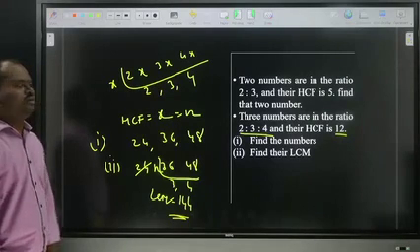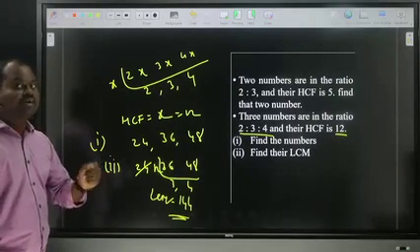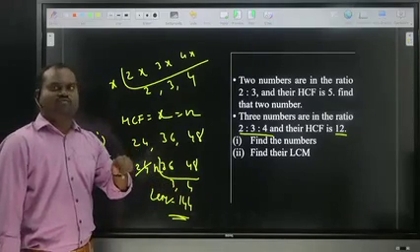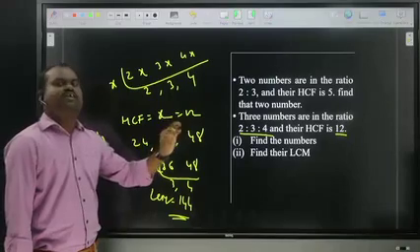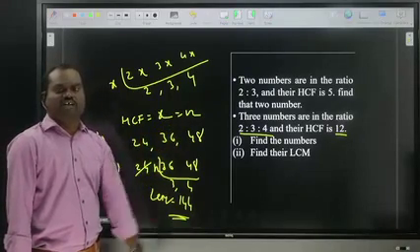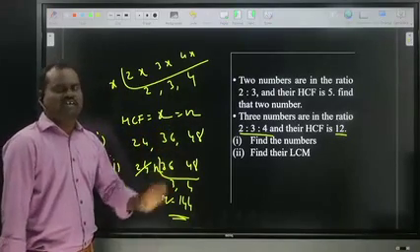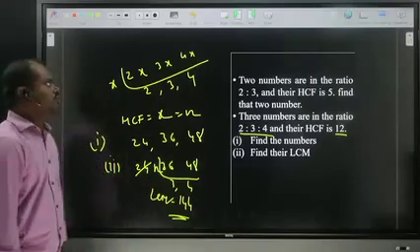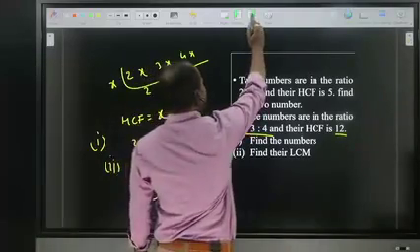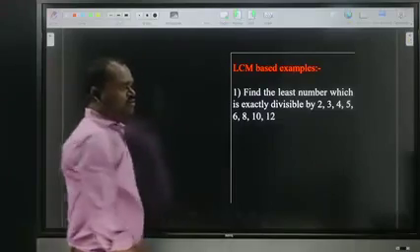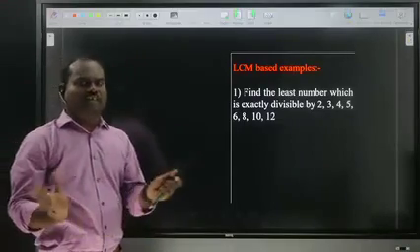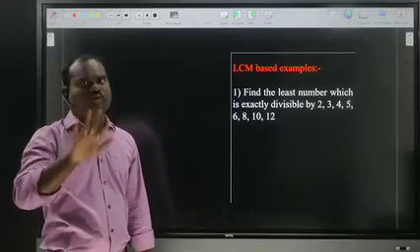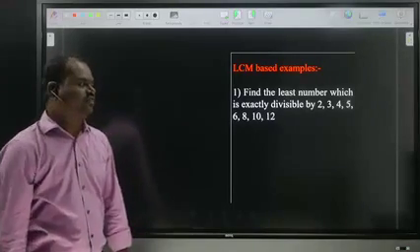Okay, now I said the ratio model: when the LCM clue is given as well as when the HCF clue is given, take it as x. Then for your convenience, you won't feel any difficulty, and within 2 or 3 steps we can simplify. By practicing you can save time also. Now we are looking at purely LCM based examples.